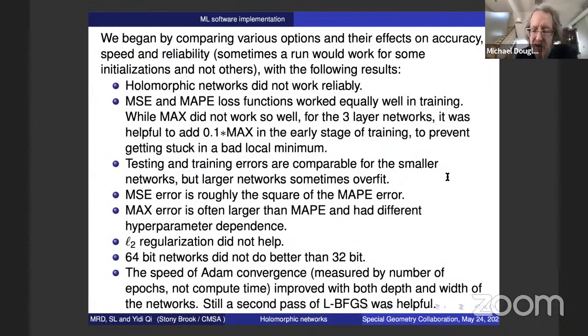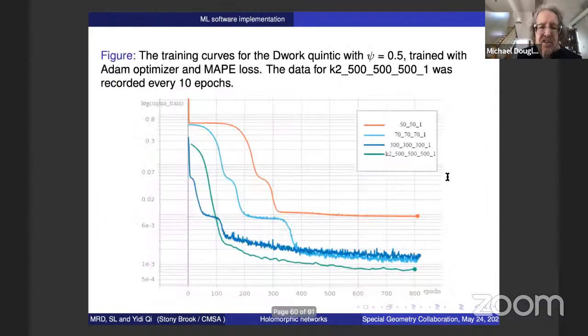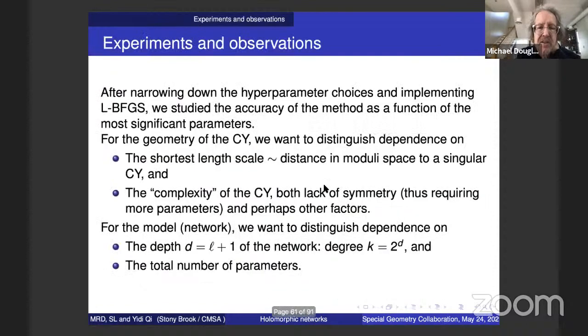Okay, these are again general comments about optimizing the various choices that you make in the procedure. This is how the error behaves as a function of gradient descent steps. So we're using the standard kind of gradient descent for most of the training. And this is a very typical looking kind of graph in machine learning.